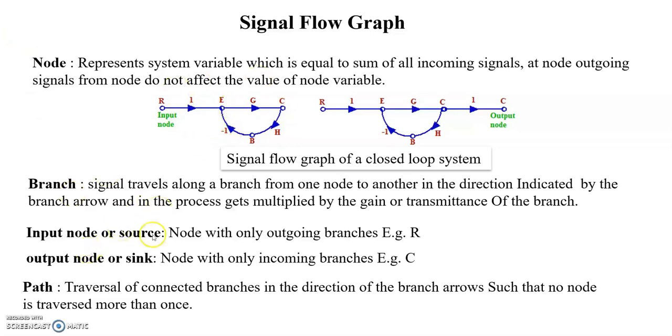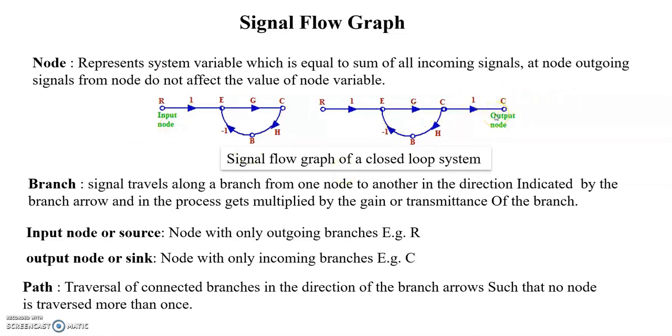Next, input node or source. Here R is an input node, a node with only outgoing branches. R is an example. Output node, otherwise called a sink. This is a node with only incoming branches. Example, C is the output node here.